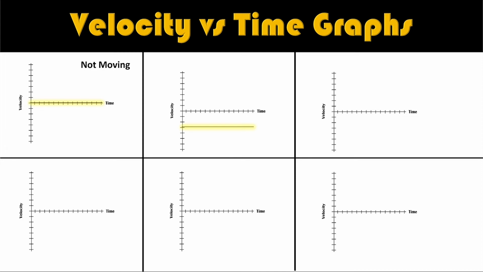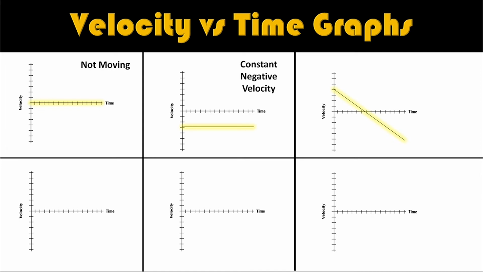Now let's look at this example here. Here you got a flat line underneath the x-axis, so that means there's a negative velocity, right? And the velocity doesn't go up or down, it stays constant. So that means you have a constant negative velocity. It's like you're walking backwards at a steady pace is basically what's going on there.